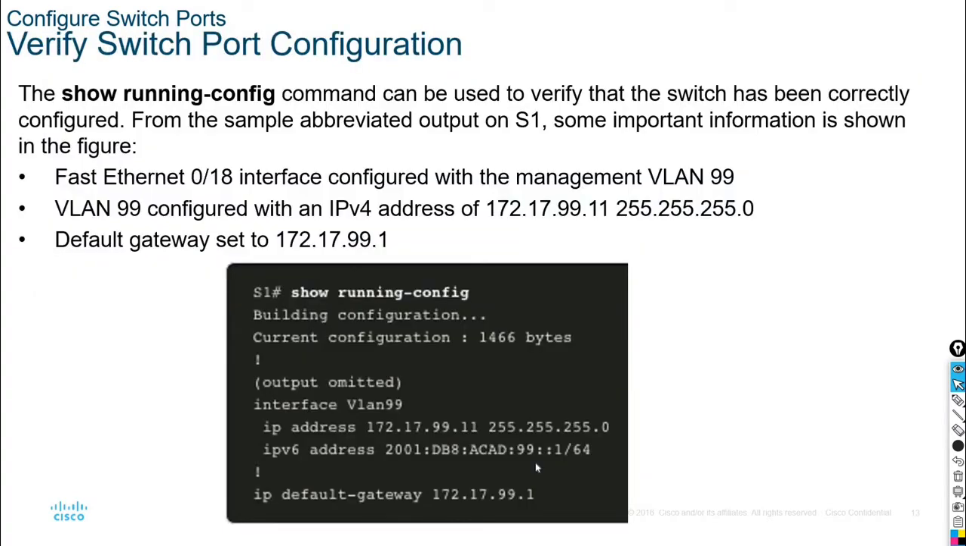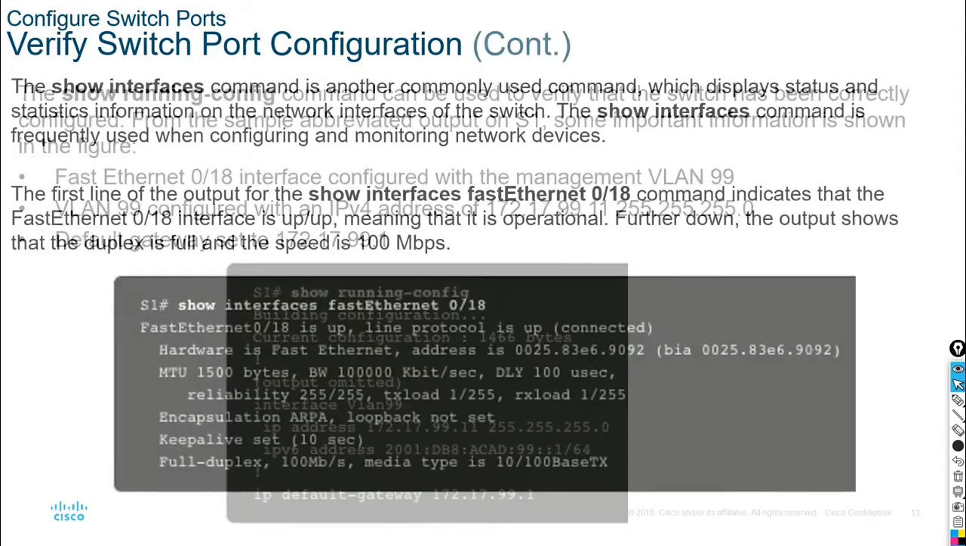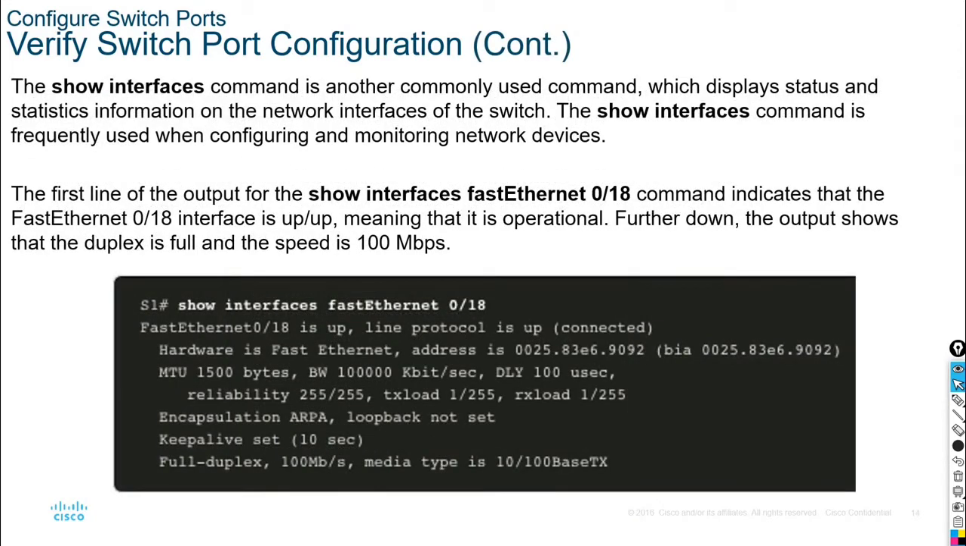To verify the switch port configuration, we use show running-config to verify whether the switch has been correctly configured or not. The show interfaces command is another commonly used command, which displays the status and statistics information on the network interfaces on the switch. This command is frequently used when configuring and monitoring network devices.